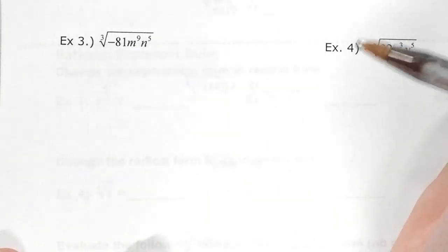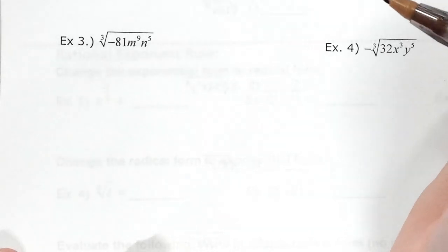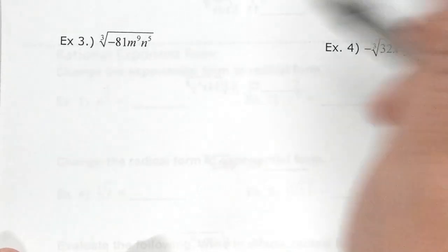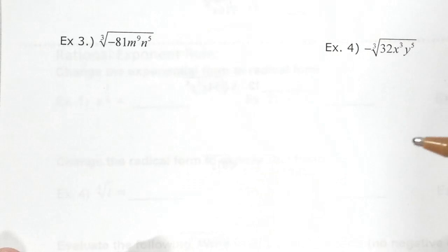There's a negative. What else is different? It's a cube root. So before I needed squares to cancel. What do I need this time? Cubes. I need something to repeat 3 times now, right?